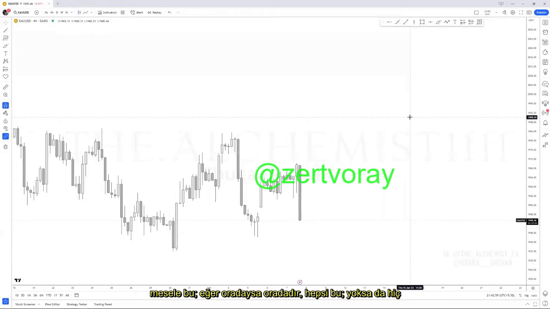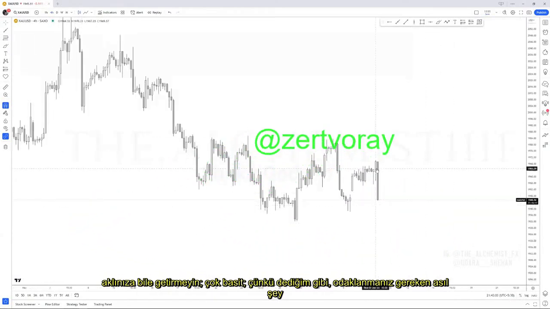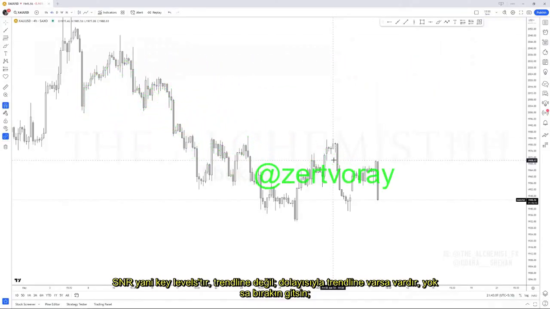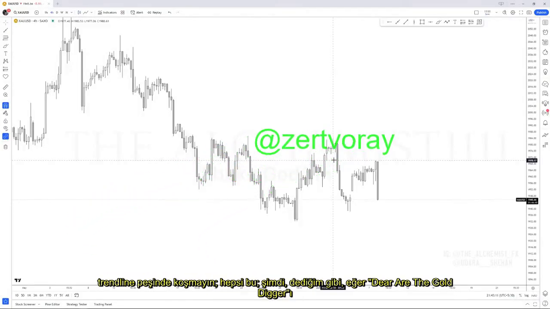That's it. If it's not there, don't even think about it. Okay, very simple. Because like I told you, the main thing you need to focus on is SNR, which means key levels, not trend lines. So if it's there, it is there. If it's not, ditch that. You don't want trend lines.